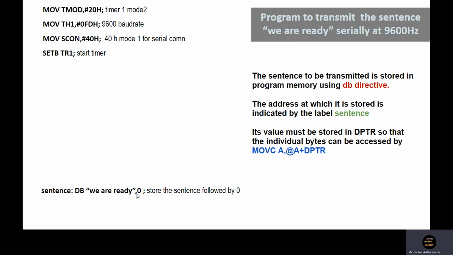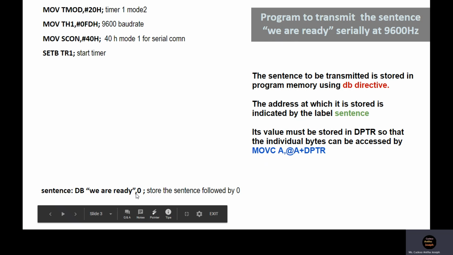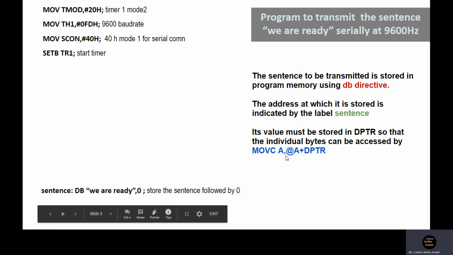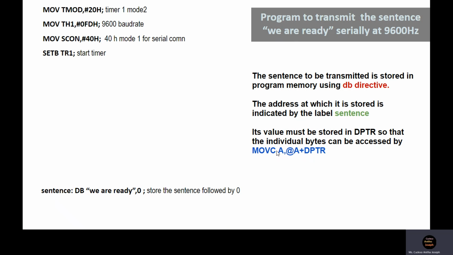The instruction that can be used to access or read data that is stored along with the program in program memory is MOVC A, @A+DPTR. This is the instruction that will read data from the program memory. C is for code, MOVC. That will read data from the program memory, and the data byte will be copied into the accumulator. From there we can transmit it serially by copying it to the SBUF and so on, that we have seen in previous programs.